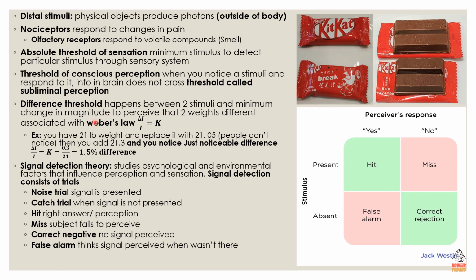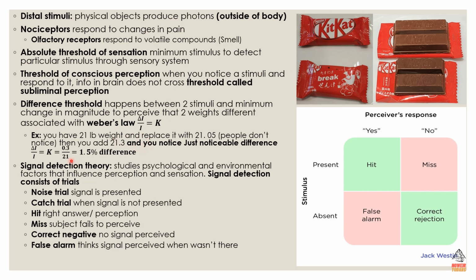Next, you have difference threshold, and that has to do with Weber's law. It happens between two stimuli, and happens when there's a minimum change in magnitude to perceive two different weights or two different sizes. And like I said, it's associated with Weber's law.